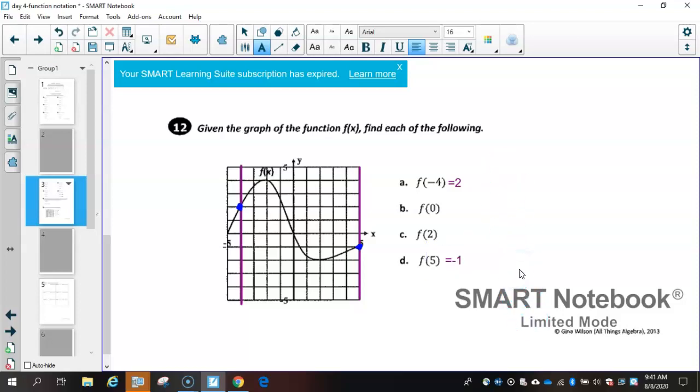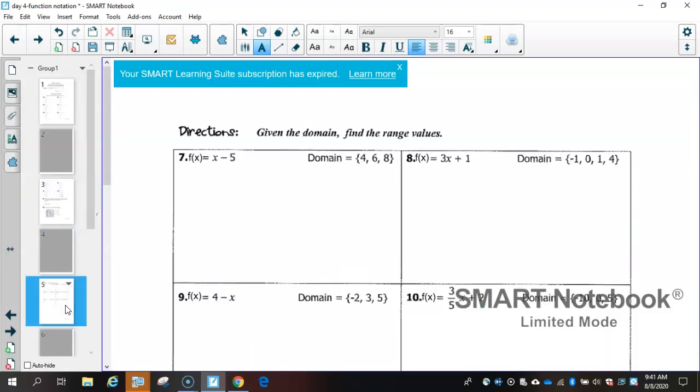Right, so when you evaluate from a graph, you really just look at it and look where x is compared to y, or vice versa. Moving on to the next page, now it says, given the domain, find the range values. So now we are given a list of numbers that we have to find the range values for. So we're going to do one of these algebraically and then one of these in Desmos. And we're going to do 8 and 10.